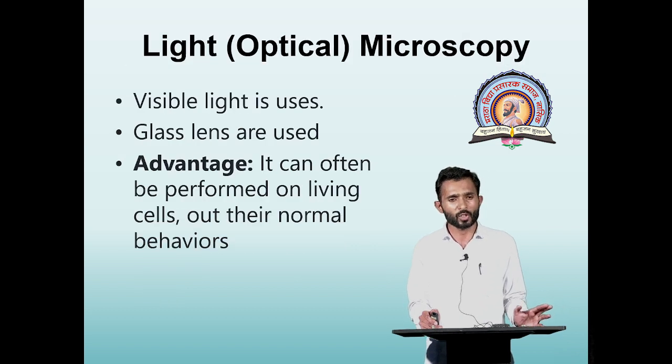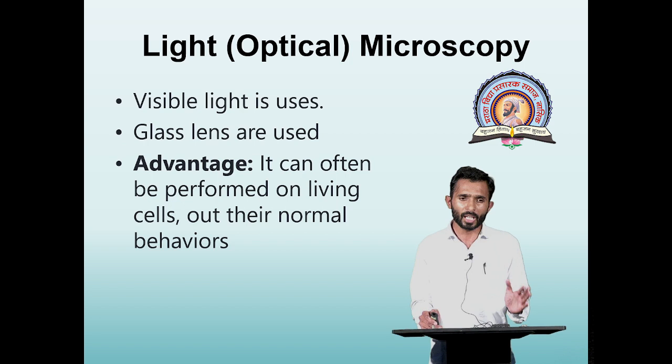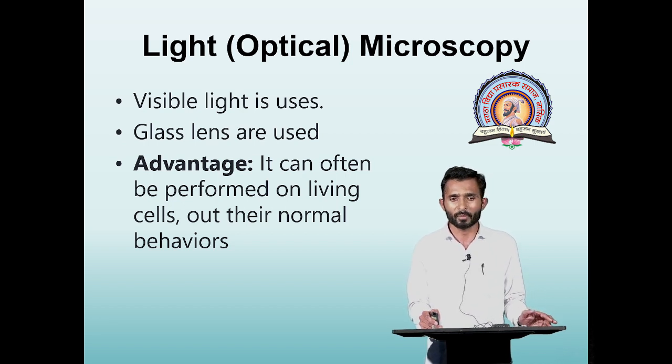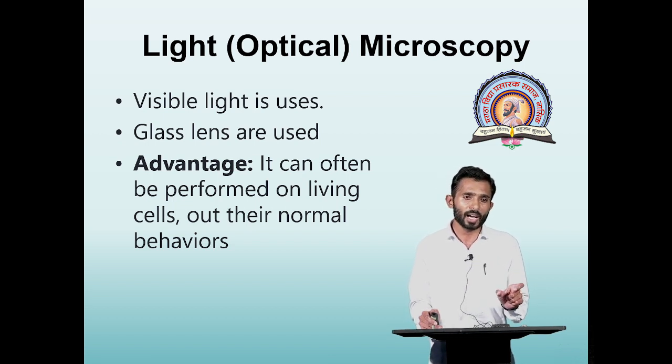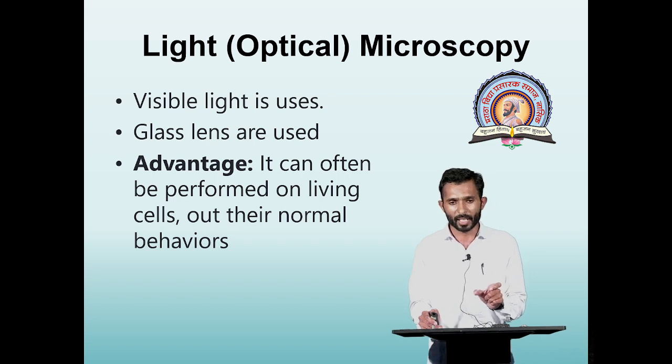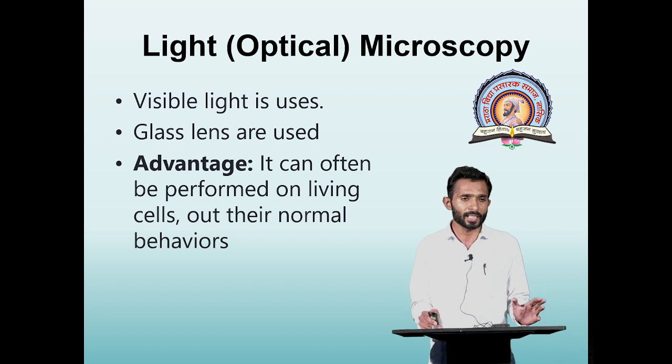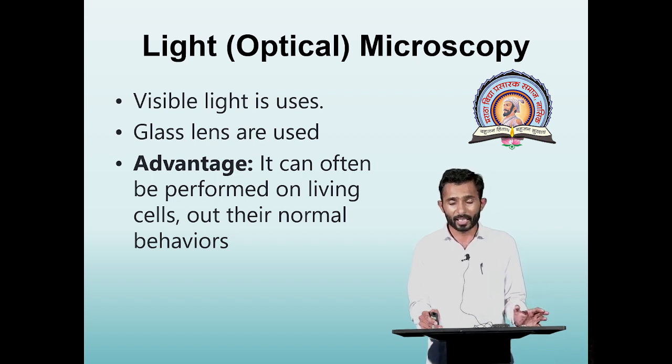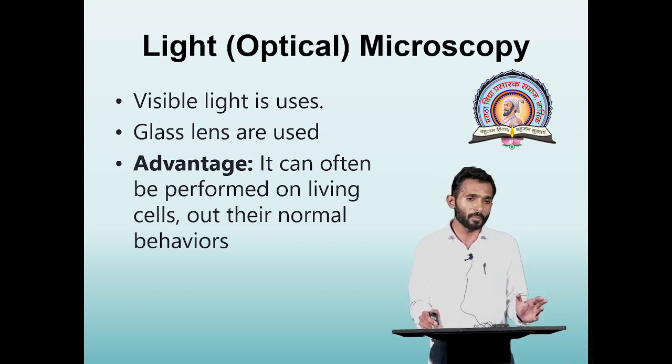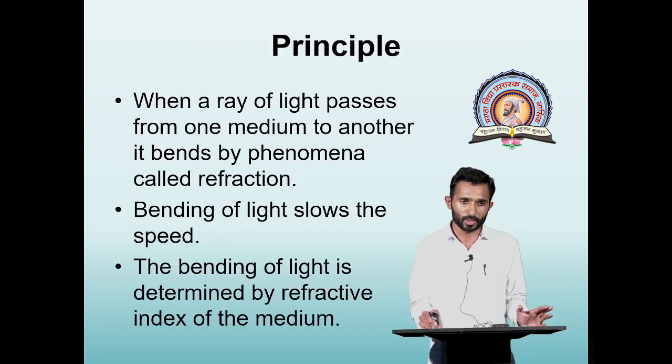There are different kinds of microscopes, and we first see the light microscope. The light microscope uses visible light sources for viewing the particular object. Different glass lenses are used, and under the light microscope, different kinds of living cells and their behavior can be seen by scientists as well as students.